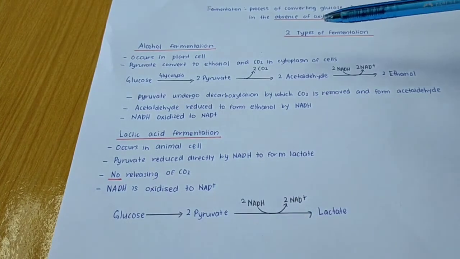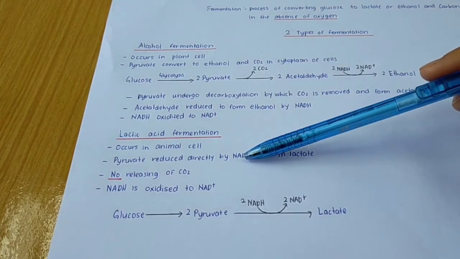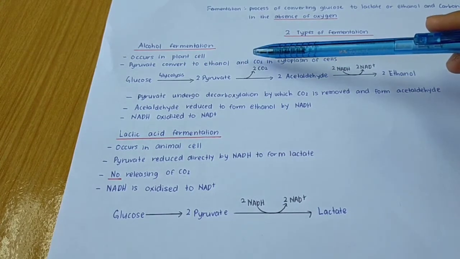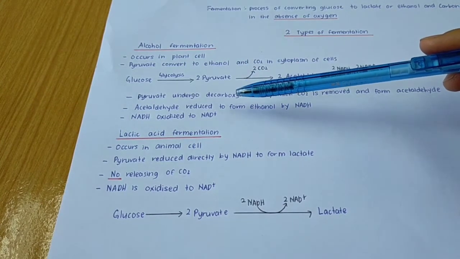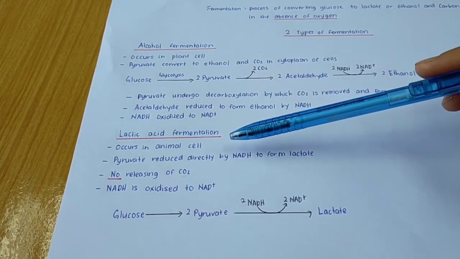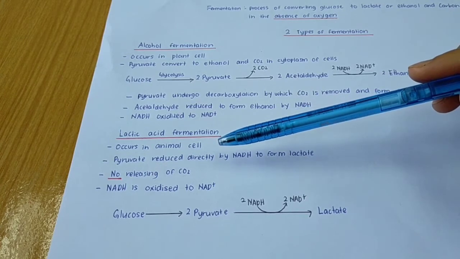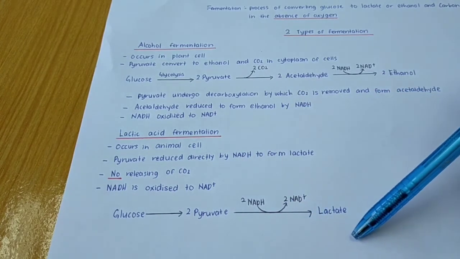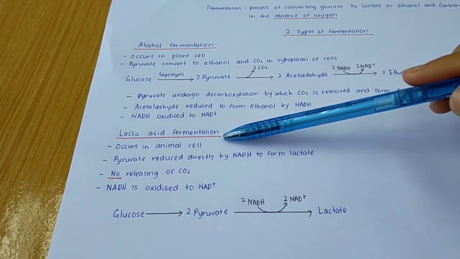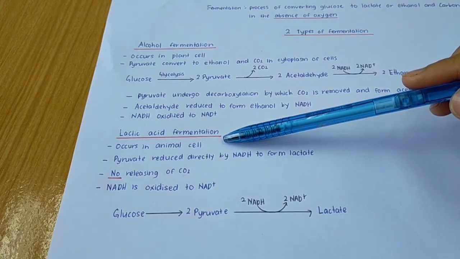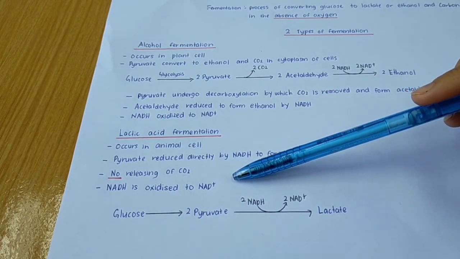So the difference between alcohol fermentation and lactic acid fermentation: for alcohol fermentation, the pyruvate will undergo decarboxylation, but for lactic acid fermentation, pyruvate does not undergo decarboxylation, but will be reduced directly by NADH to form lactate. So it means that for lactic acid fermentation, there is no release of carbon dioxide.